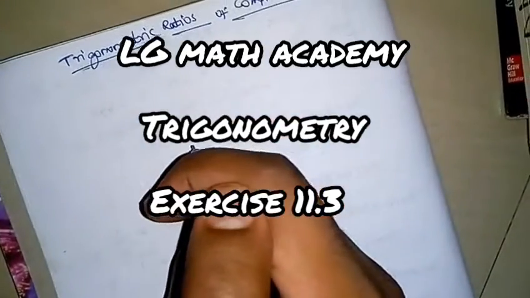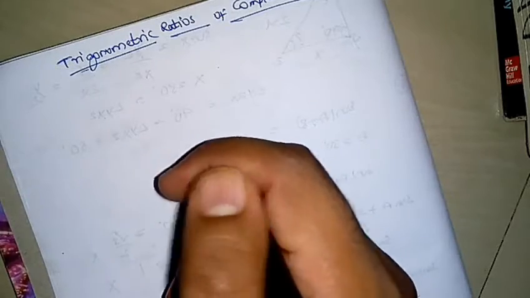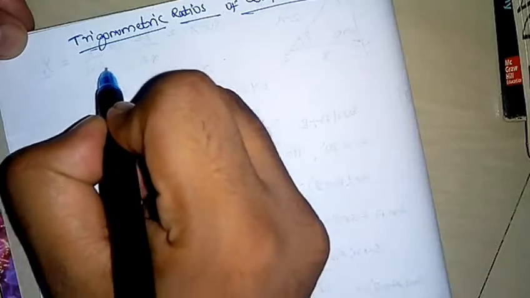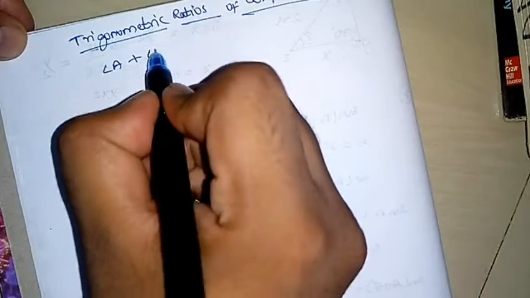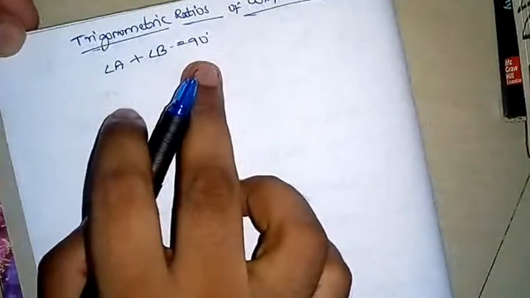Okay, our next topic is trigonometric ratios of complementary angles. First thing we have to understand is what complementary angles are. If the sum of two angles is equal to 90 degrees, for example A plus B is equal to 90 degrees, then A and B are called complementary angles. So next thing we have to find is, are there any complementary angles in a right triangle?